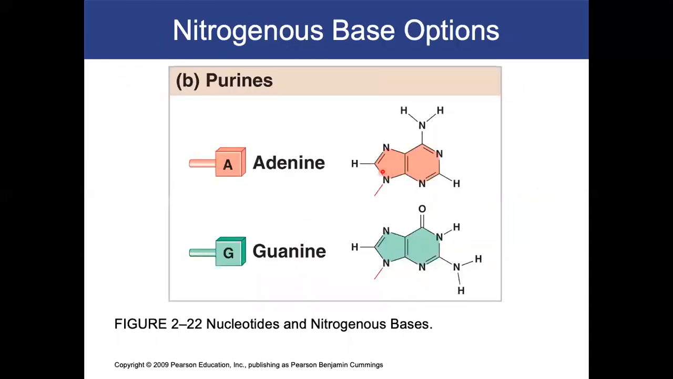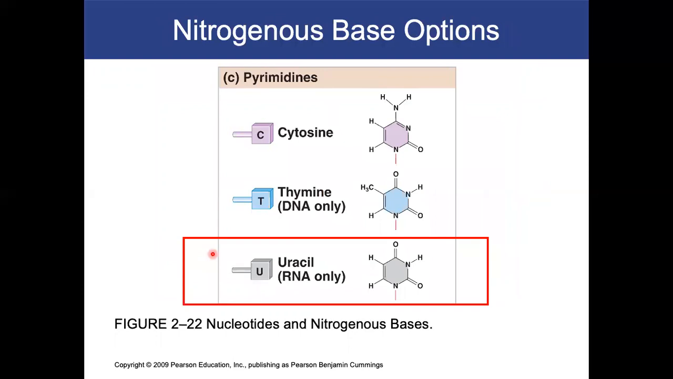Adenine is one choice for your nitrogenous base. It's classified as a purine. Guanine is classified as a purine as well. Purines have double rings. I'm not going to ask you the structure, but I want you to know that adenine and guanine are the two purines. Pyrimidines: cytosine is a pyrimidine, and thymine and uracil are pyrimidines. So these can be your nitrogenous bases.